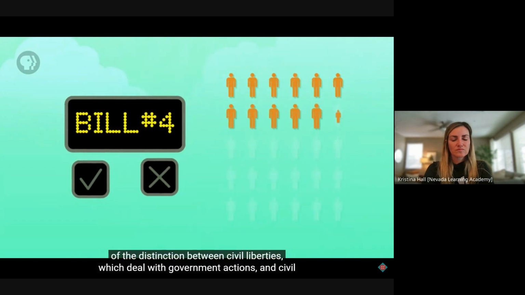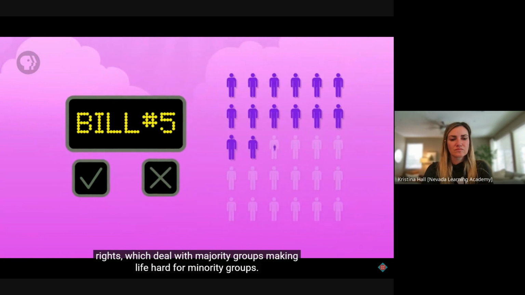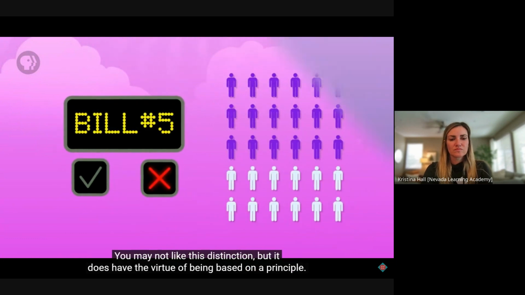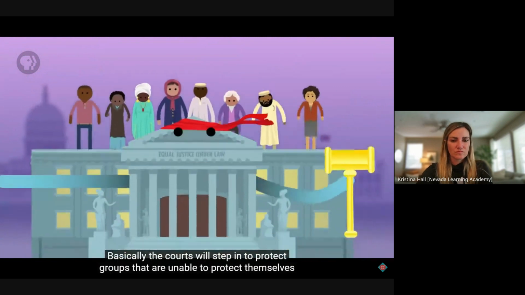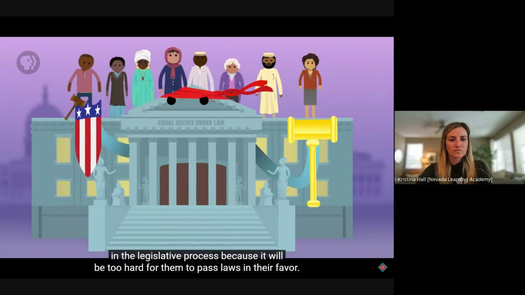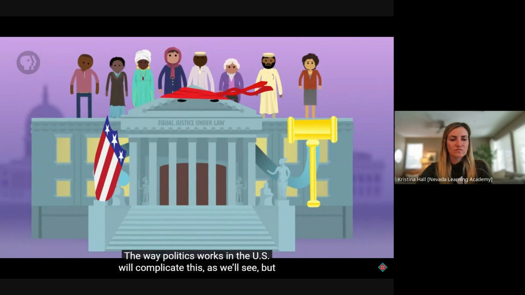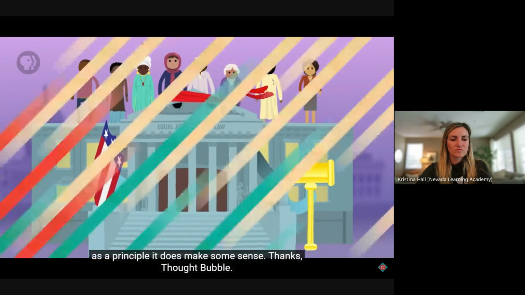And this gets at the heart of the distinction between civil liberties, which deal with government actions, and civil rights, which deal with majority groups making life hard for minority groups. You may not like this distinction, but it does have the virtue of being based on a principle. Basically, the courts will step in to protect groups that are unable to protect themselves in the legislative process because it will be too hard for them to pass laws in their favor. The way politics works in the US will complicate this, as we'll see, but as a principle, it does make some sense. Thanks, Thought Bubble.